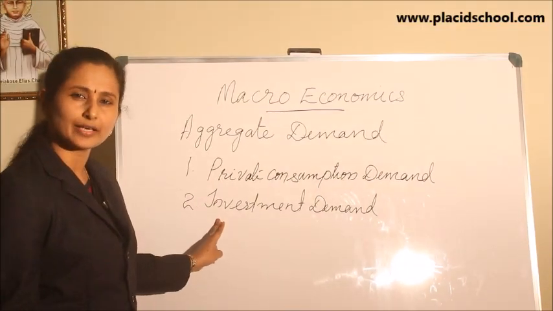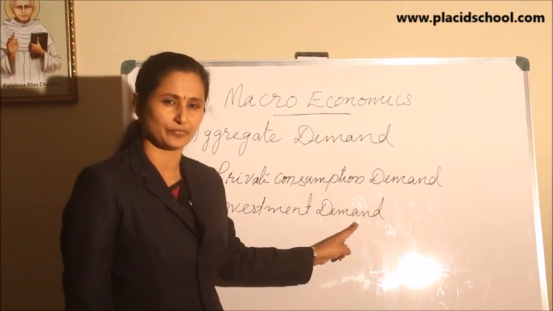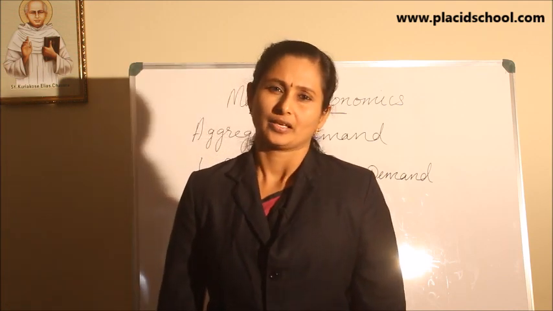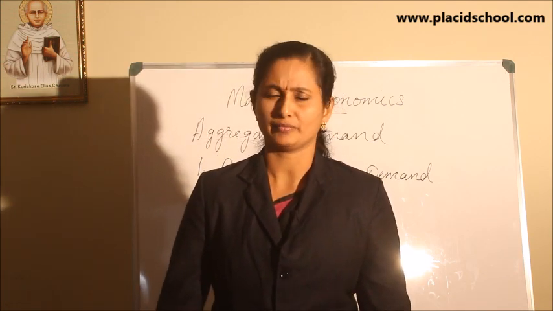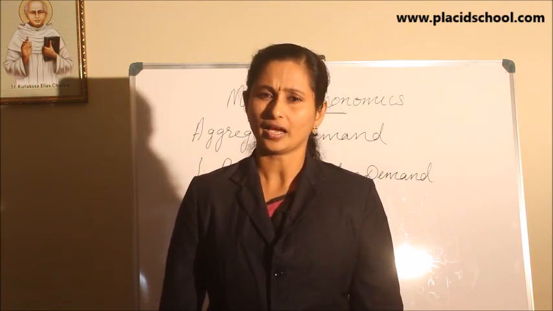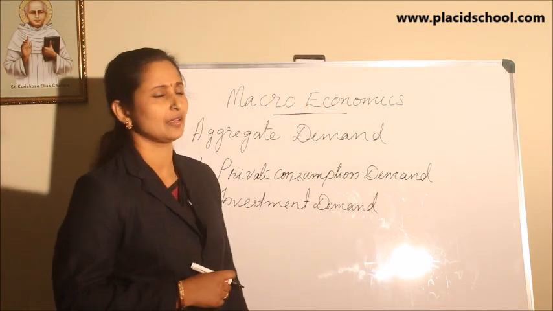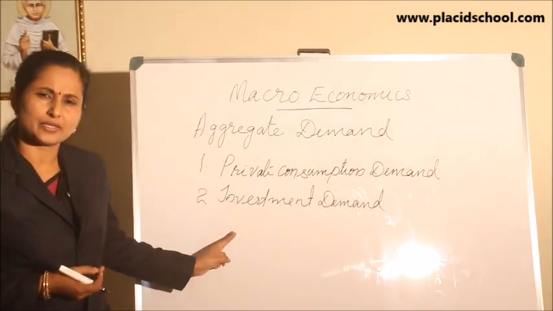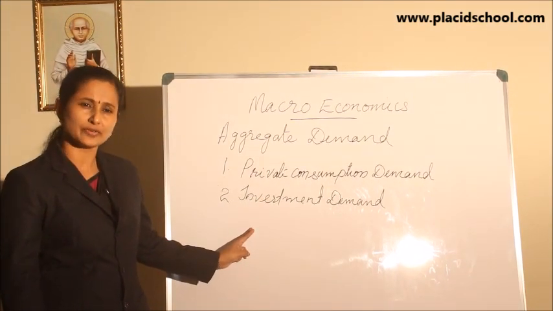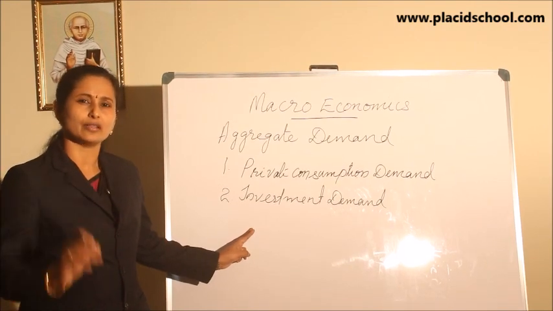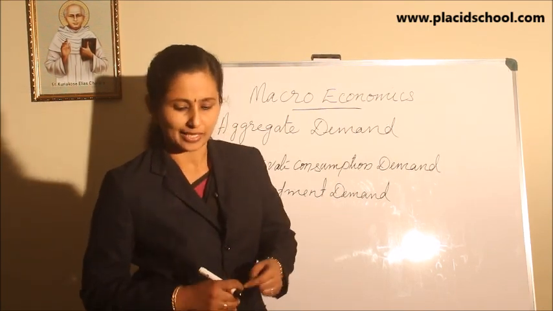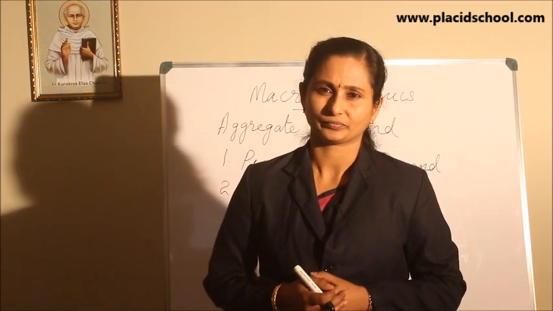The second component of aggregate demand is investment demand. It is the total money spent on the purchase of capital goods like machinery, plant, equipments, etc. Investment decision is depending on the rate of interest and the marginal efficiency of capital. What is marginal efficiency of capital? It is the expected profitability from a new investment. Rate of interest and investment are moving in the opposite direction. When rate of interest is very high, investment will be very low, and vice versa.